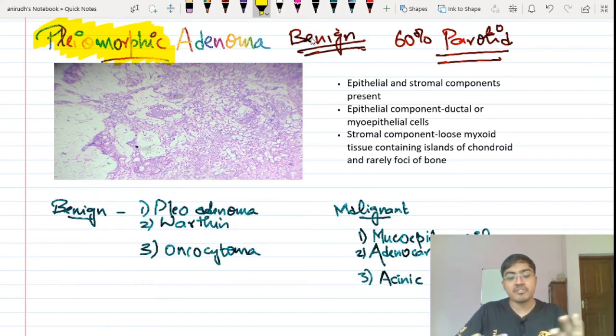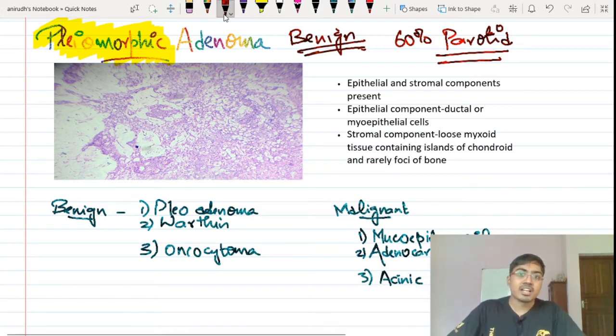The epithelial component can be in the form of acinus, gland, duct, whatever, and the mesenchymal component will be in the form of cartilage or bone, isn't it? So that is how you can see all these things. It's just like a teratoma. It reminds me of a teratoma, but not that kind of a tumor, this is a different kind. But remember, epithelial and stromal components are present. Epithelial and mesenchymal components are also present.